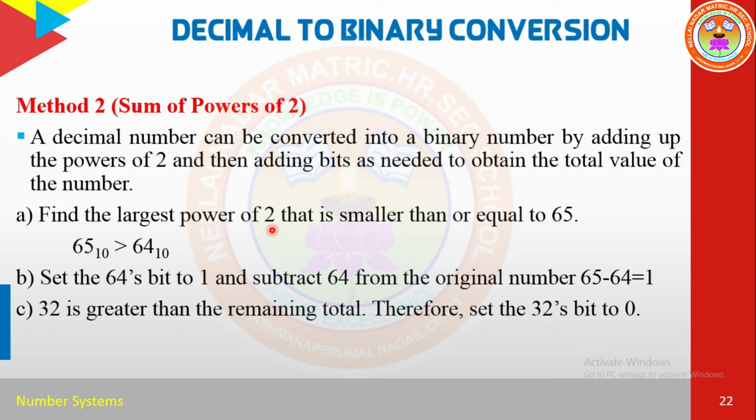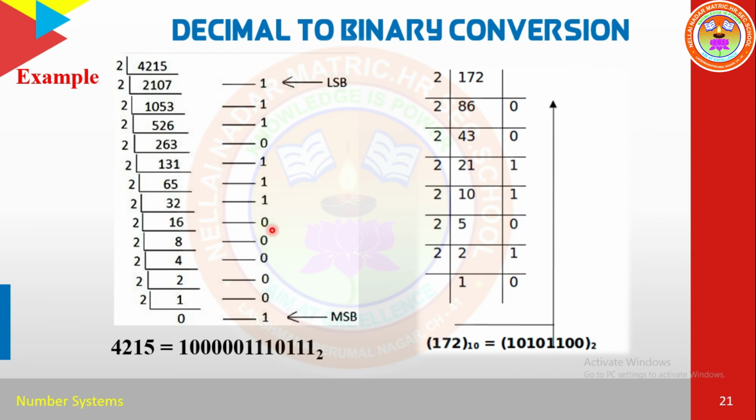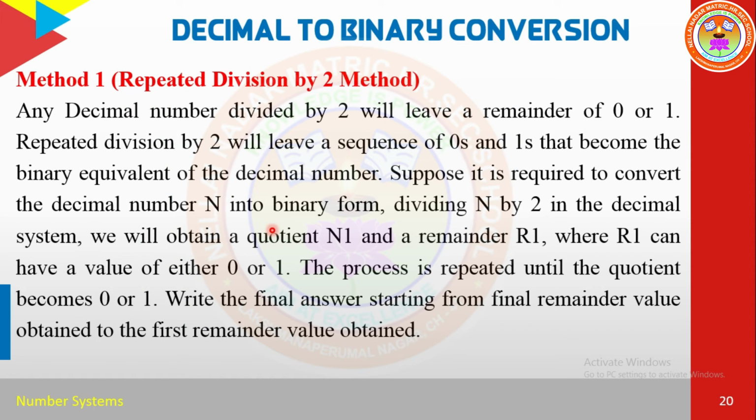Before we discuss this topic, let us refer to the theoretical part of the first method. What we have already done in the example part: any decimal number divided by 2 will leave a remainder of 0 or 1. The repeated division by 2 method will leave a sequence of zeros and ones that become the binary equivalent of the decimal number. Suppose it is required to convert the decimal number n into binary form, dividing n by 2 in the decimal system. Here n means the given number, our question number.